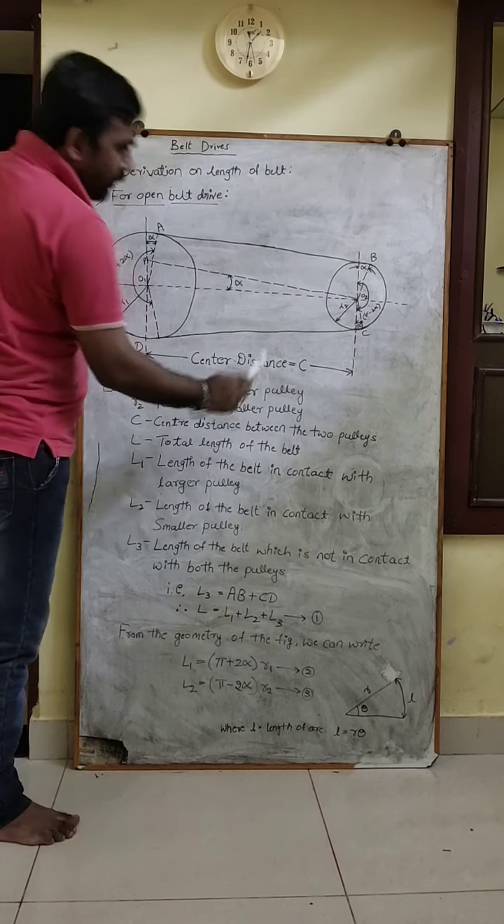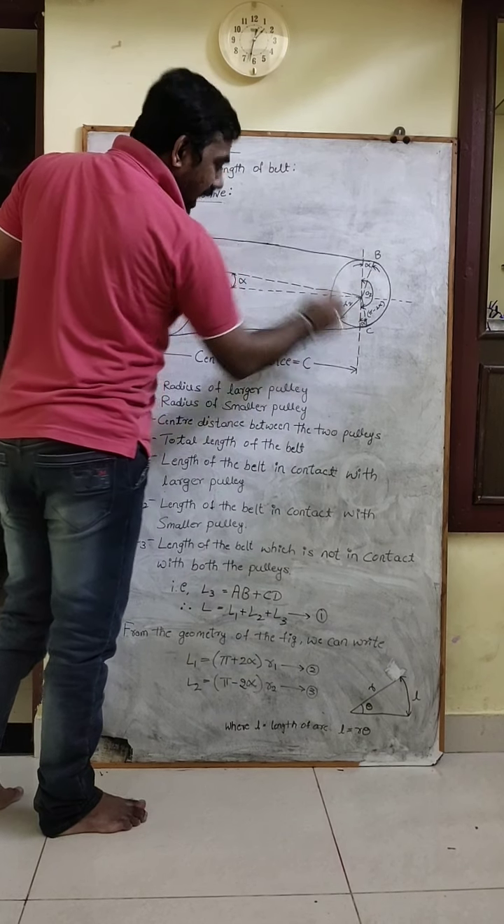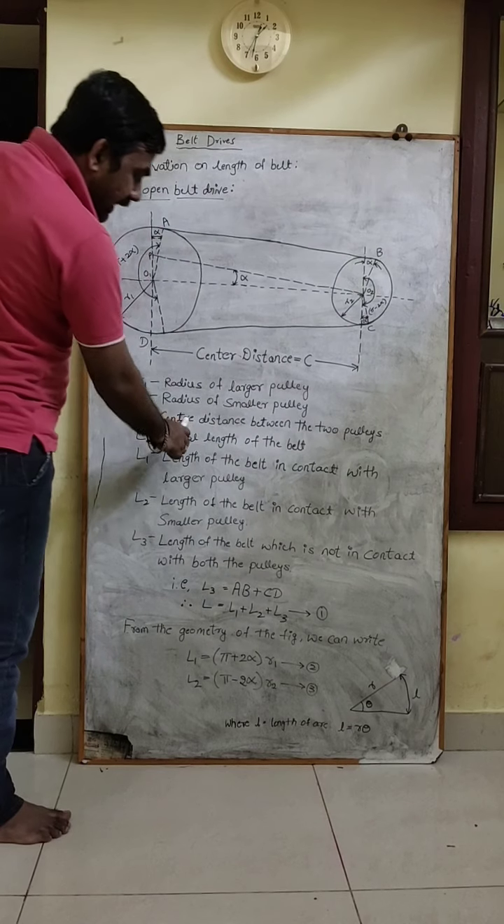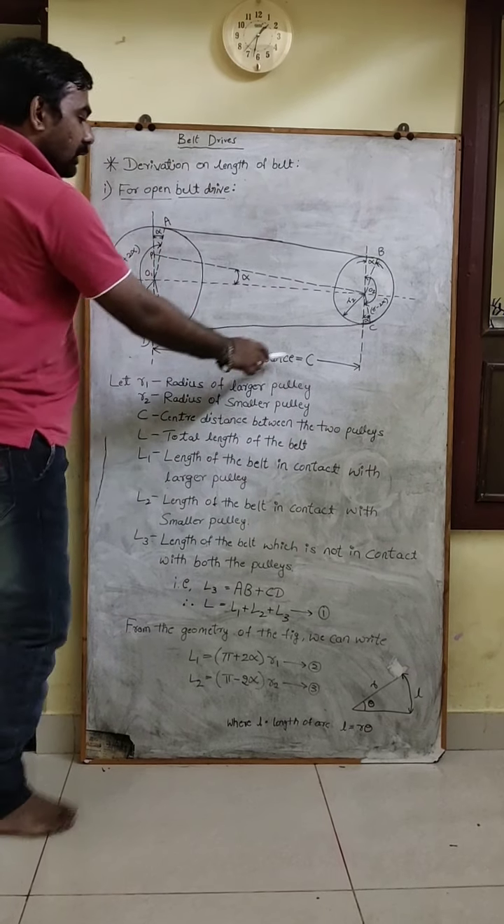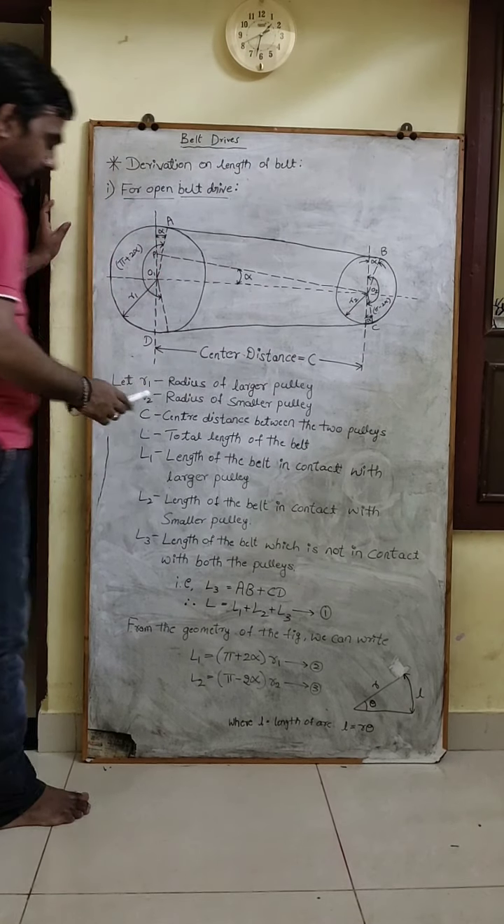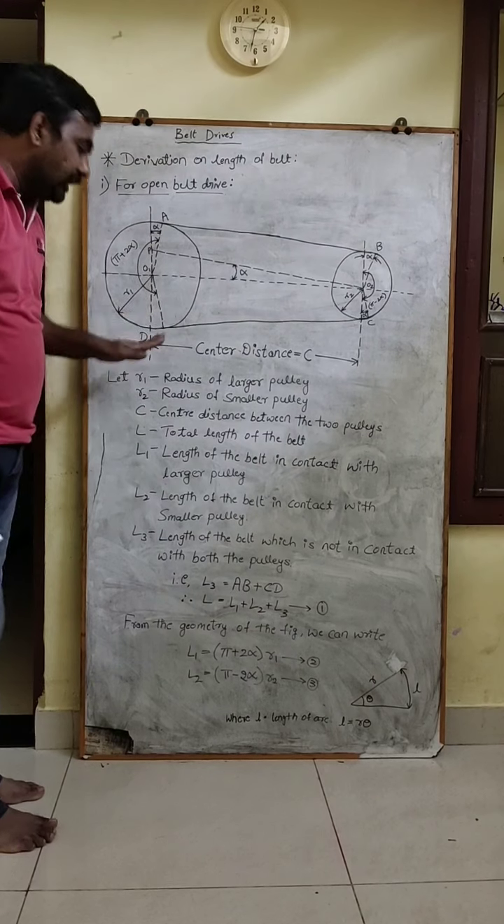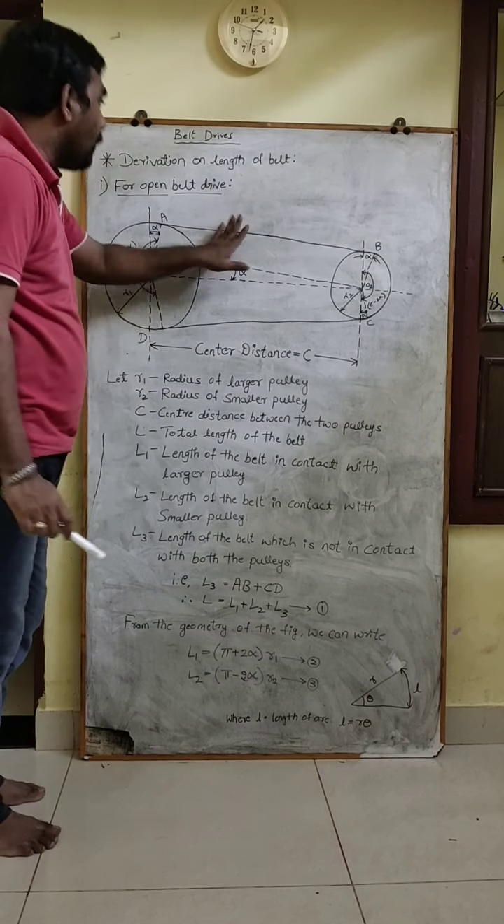R2 is the radius of the smaller pulley. So this is the smaller pulley, or you can say the driven pulley. It is having a radius R2. C is the center distance between the two pulleys, or you can say between the two shafts. Capital L is the total length of the belt. Our main intention is to find out the total length of the open belt drive.